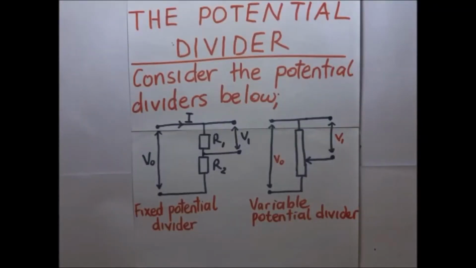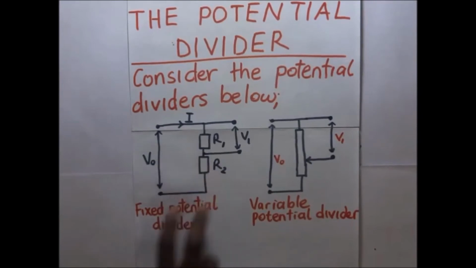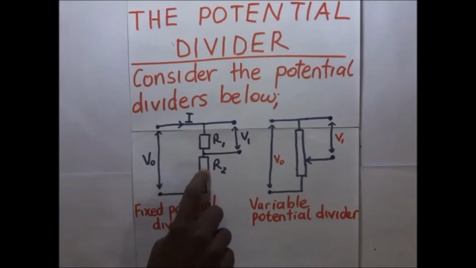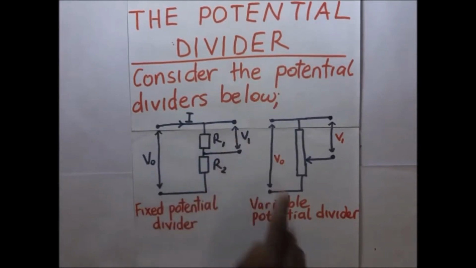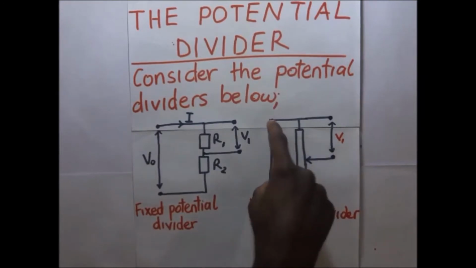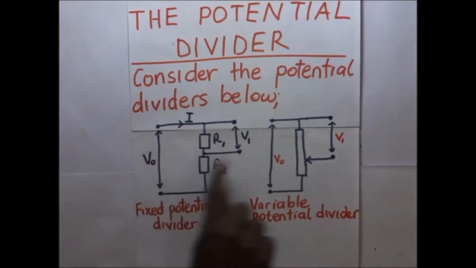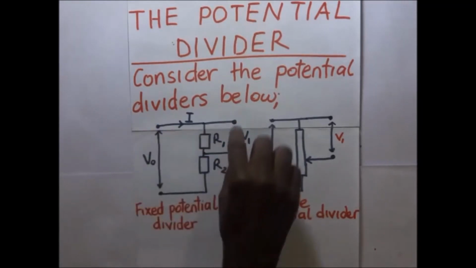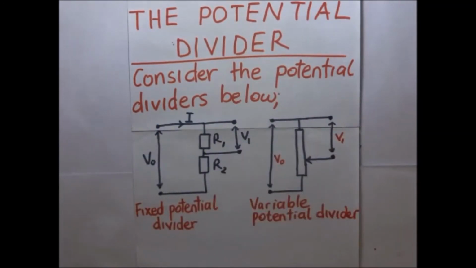A potential divider is simply a device that is used to provide a known fraction of a given potential difference. For example, in our two illustrations here, we have this kind of potential divider that we are going to call the fixed potential divider because it has fixed resistances, and so it will give out a fixed output voltage. Then we have a variable potential divider. This is the input voltage here, V0, and this is the fraction of this voltage that is being delivered at the end. So a potential divider is basically used to provide a known fraction of a given potential difference, for example, one which is too large to measure easily.